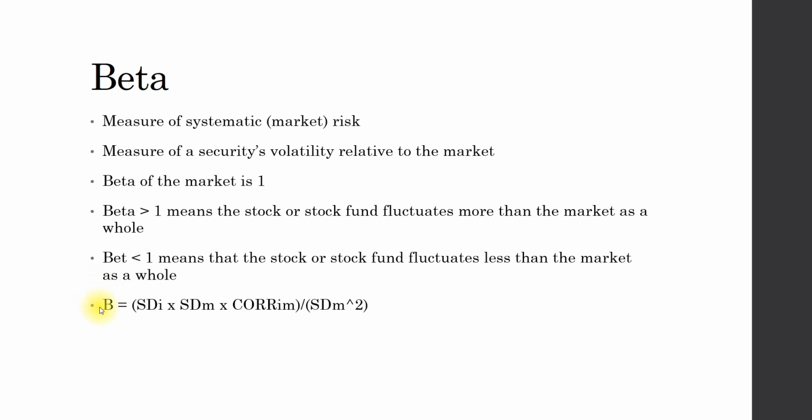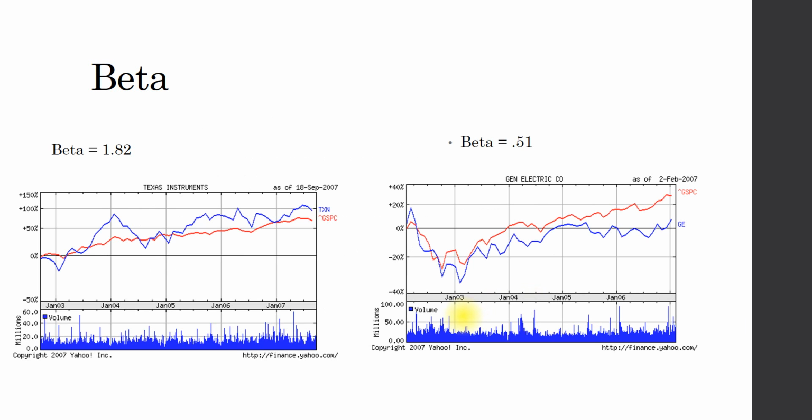For those that are studying for the CFP, beta is simply the standard deviation of your fund times the standard deviation of the market times the correlation coefficient, divided by the variance of the market itself. This will give you a coefficient that will tell you how your beta reacts when compared to the market.